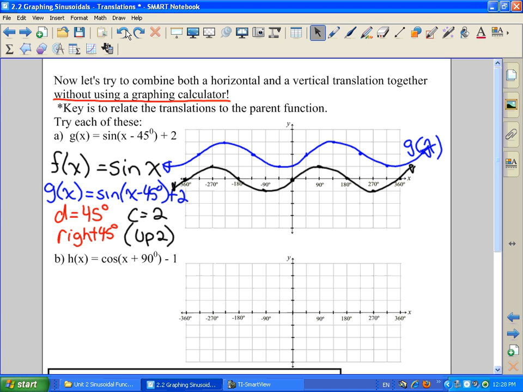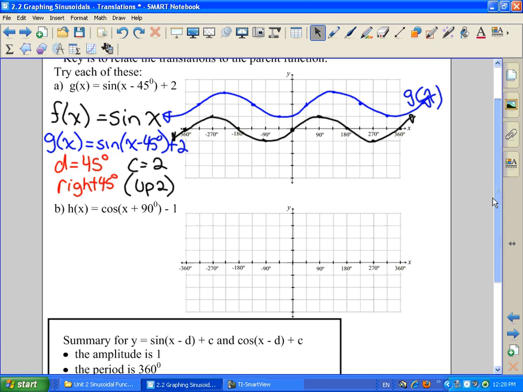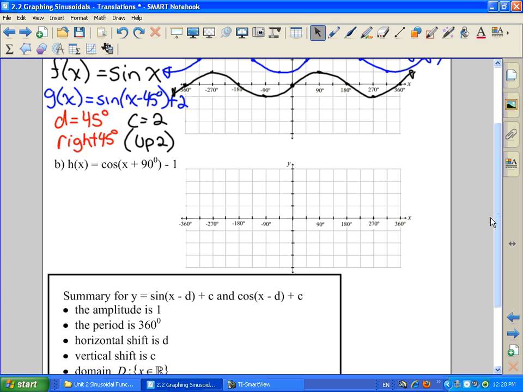All right, so folks, the wave is exactly the same. However, it's been shifted up 2 and translated 45 to the right. Other than that, it's the exact same one. Let's try this last one. h of x. So our parent function here is cos x. So we start at our maximum, go to axes, minimum, axes, maximum. All right, smooth curve.